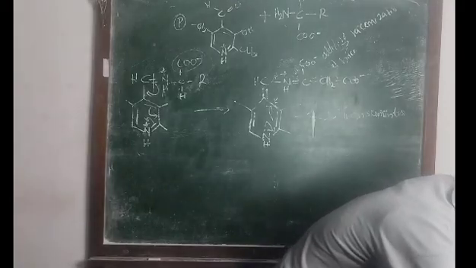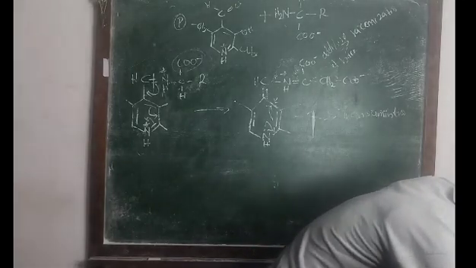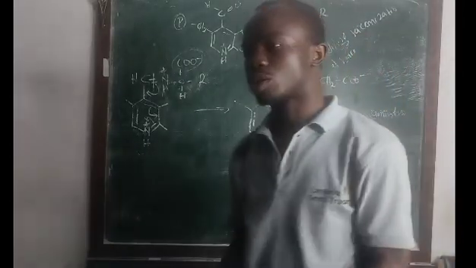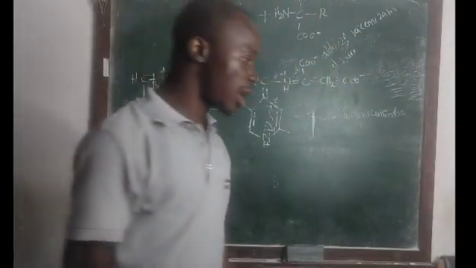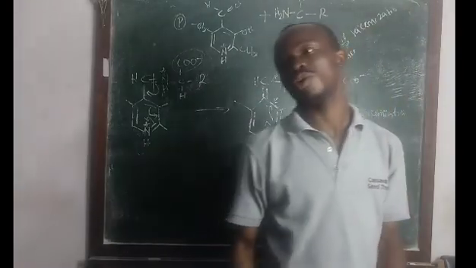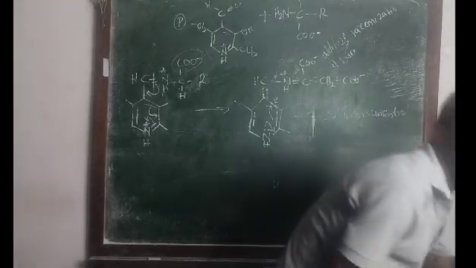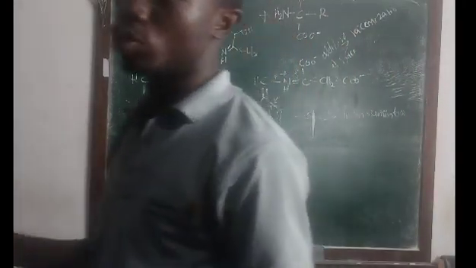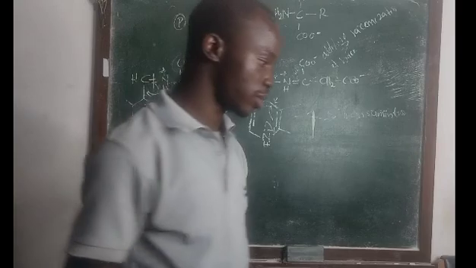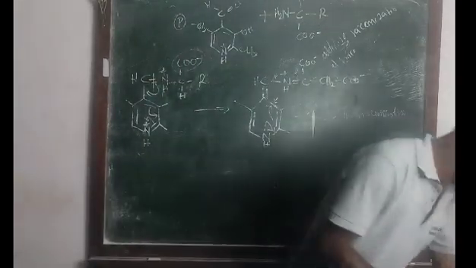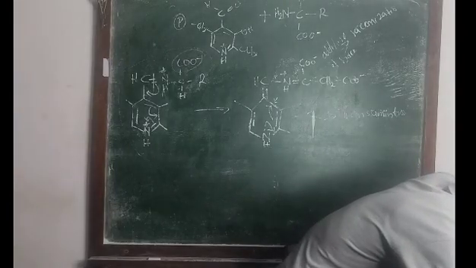The last one that we have here is thiamine pyrophosphate. Thiamine pyrophosphate is another coenzyme like pyridoxal phosphate, and it's also under electrophilic catalysis. You know what pyrophosphate is? Pyrophosphate is two phosphates. So when you have two phosphate groups attached to thiamine, then you have thiamine pyrophosphate.